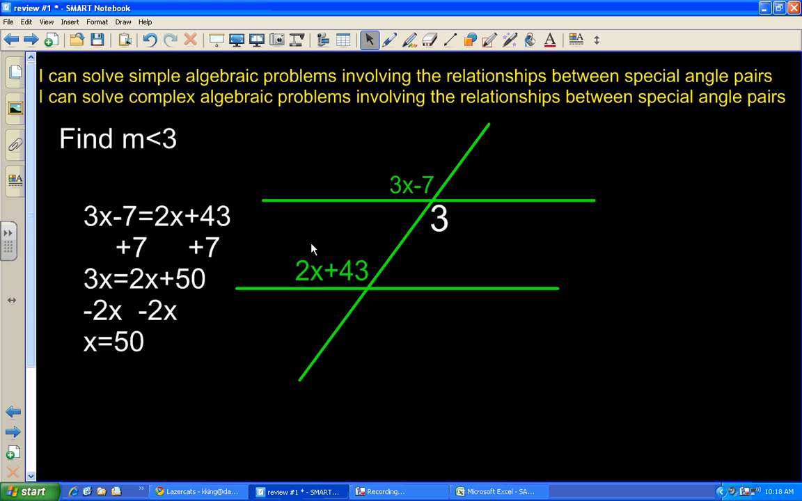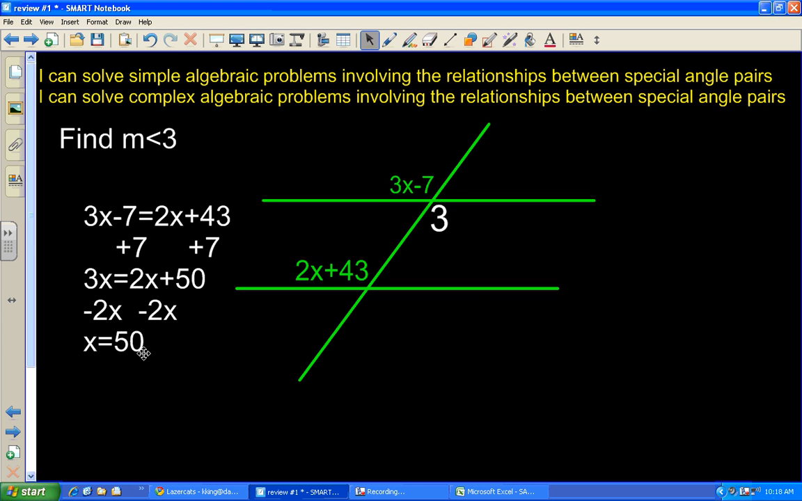I see that 2x plus 43 is alternate interior with angle 3, and those are also equal. Which makes sense, because weren't those two angles equal to each other in the first place? So if they're equal to each other, and one of them's equal to angle 3, the other one's equal to angle 3. Anybody remember the name of that property? And it's the transitive property. The idea is all three of these angles are equal to each other.